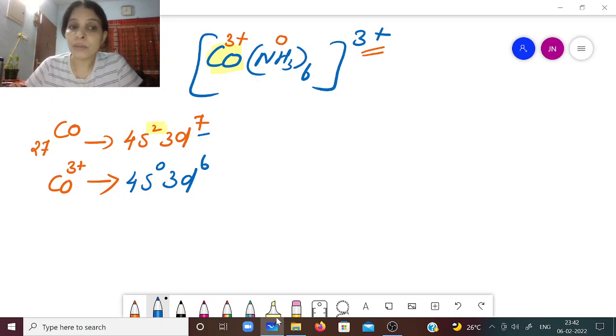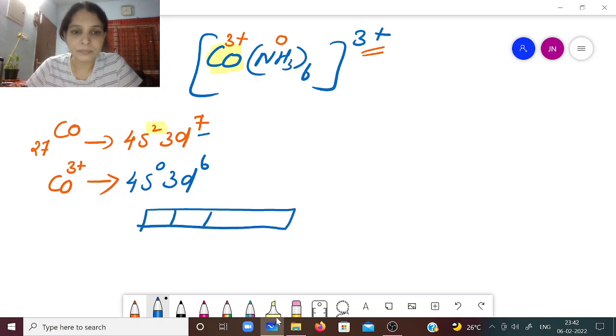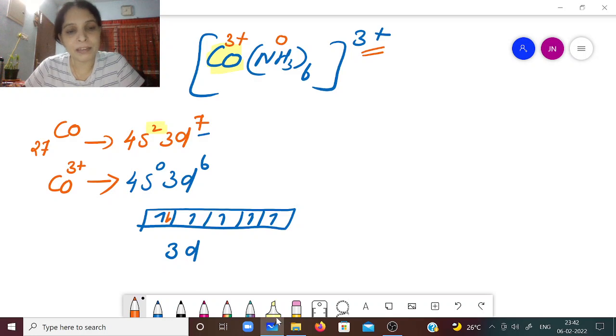Right. Now we will draw the orbital configuration. How will we write? See, 3d6. According to Hund's rule of maximum multiplicity, this 3d configuration I will write like this. I am going to show the electrons. The first electron, second electron, third, fourth, fifth, and the sixth electron will get paired up here, right? This is the way we will arrange the electrons according to Hund's rule.